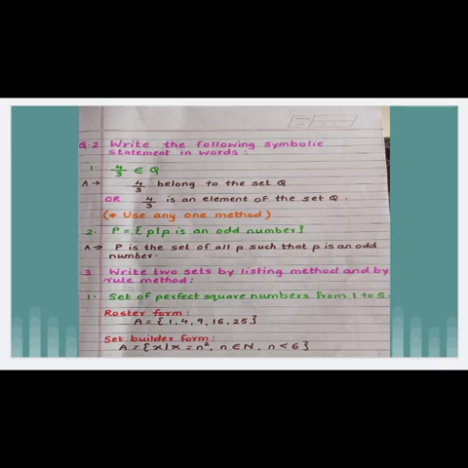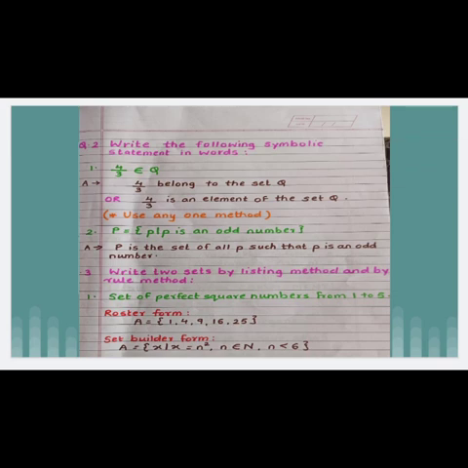So first, what do you observe from this? These are the square numbers. 1 to 5, that means these are natural numbers. We have taken only square numbers of 1 to 5, that means n less than 6. Okay. So now see how to write this.